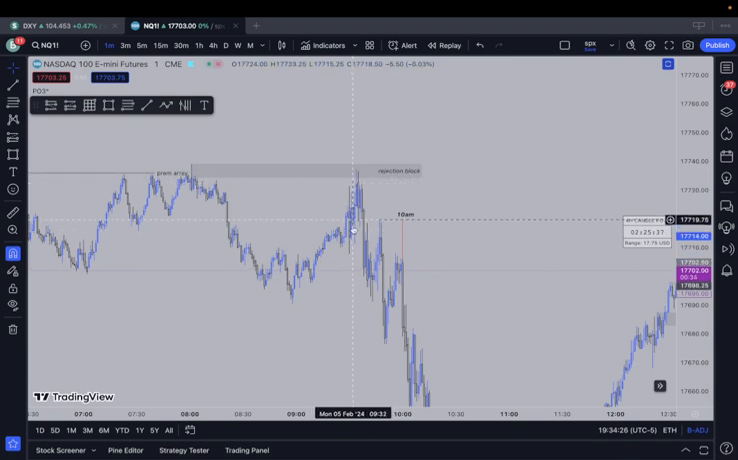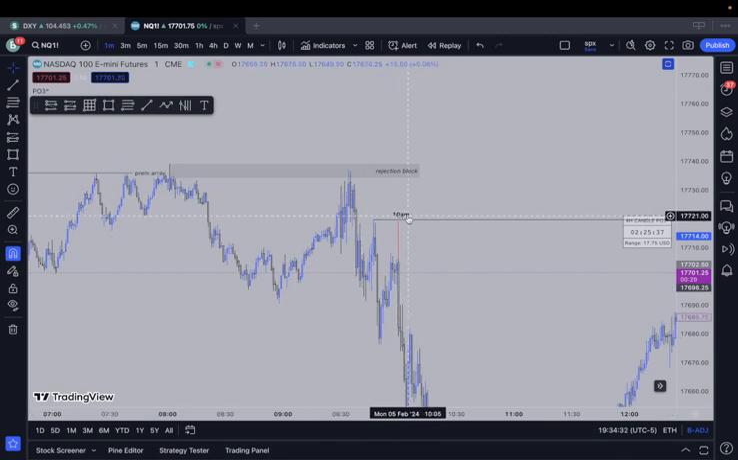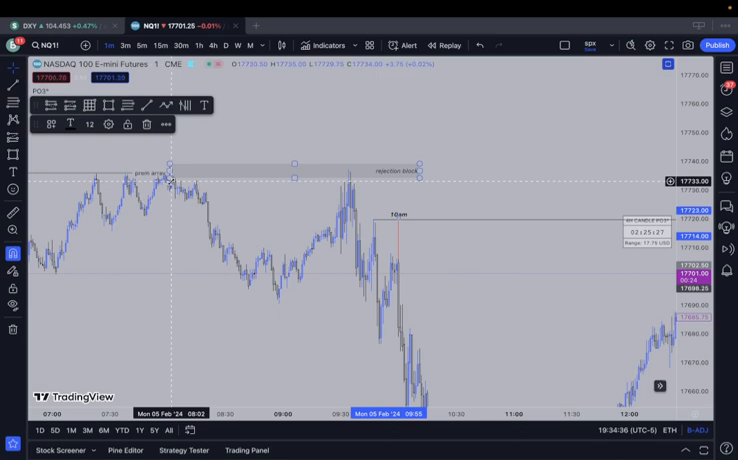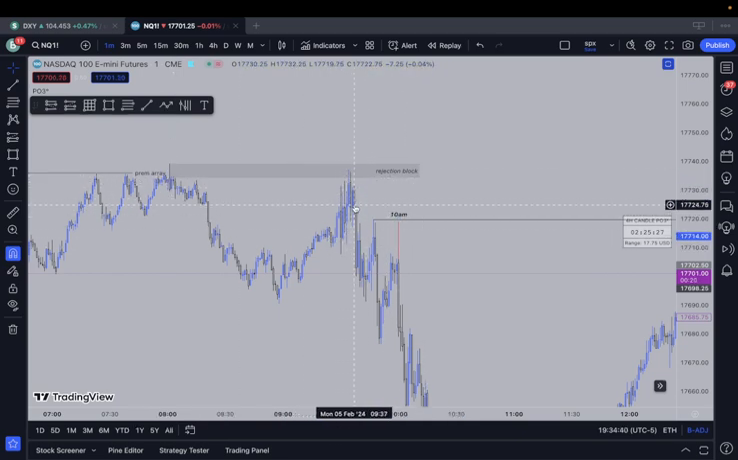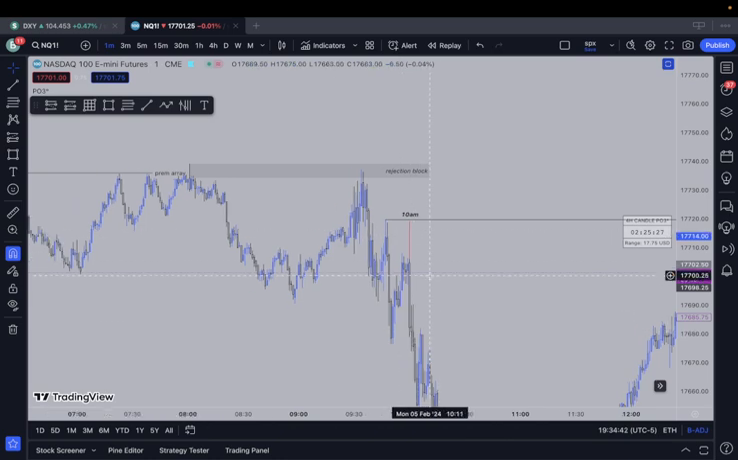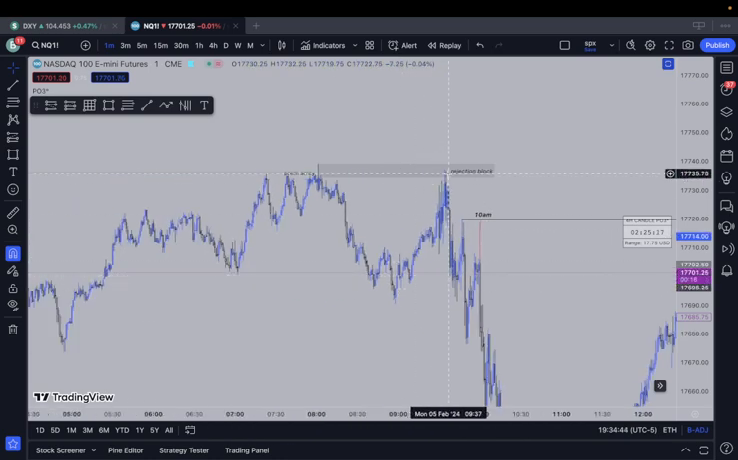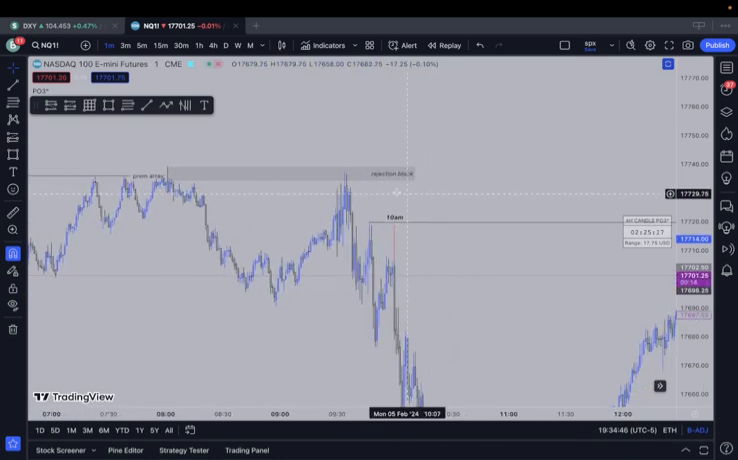So at open, we kind of chopped around. Why did we chop around and not have decisive manipulation? Because we had 10 a.m. news driver. If we have no 8:30 news and we have 10 a.m. news, we're going to have a choppy open and then decisive 10 a.m. So pre-market, we manipulated into our rejection block. And then at 10 a.m.